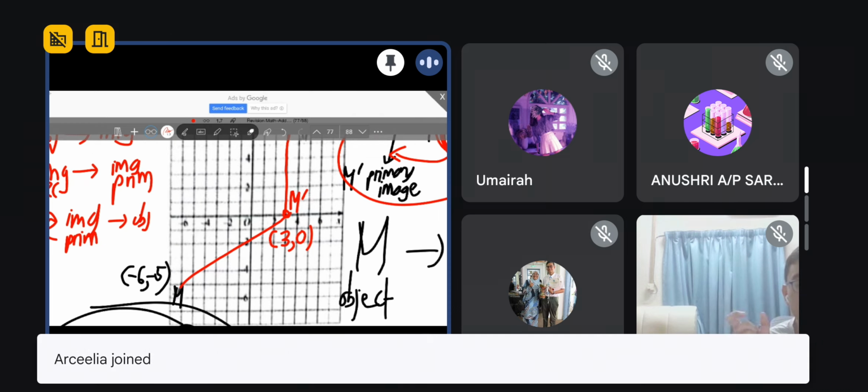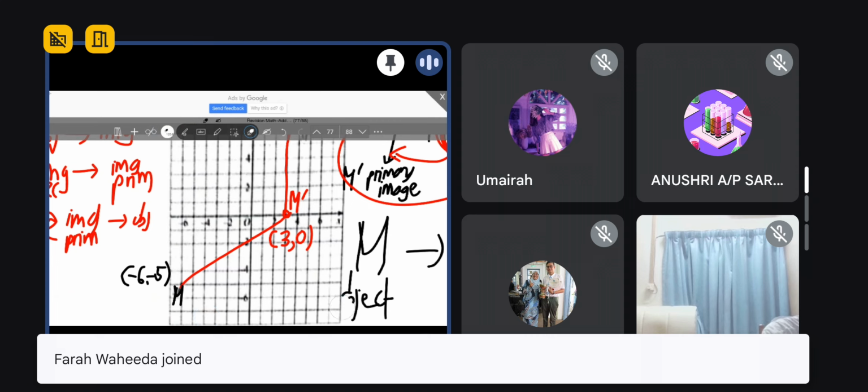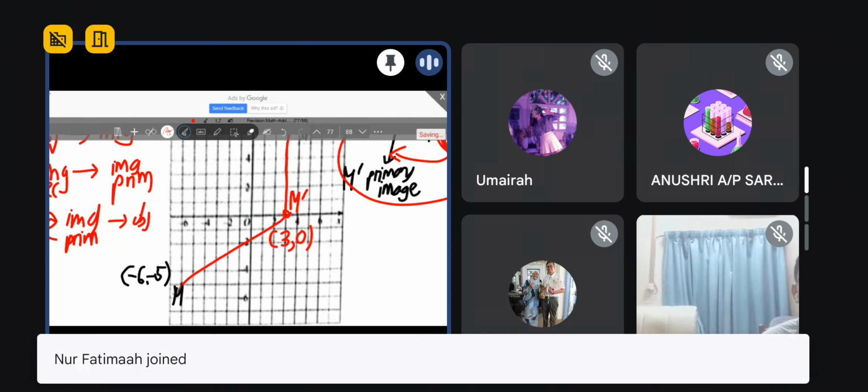It is determined by your center. You have to look at where your center is. It depends on where your center is. If your center is at a certain place, then it's clockwise. If your center is at another place, then it's anti-clockwise. Can you understand, guys? So it depends on your center.